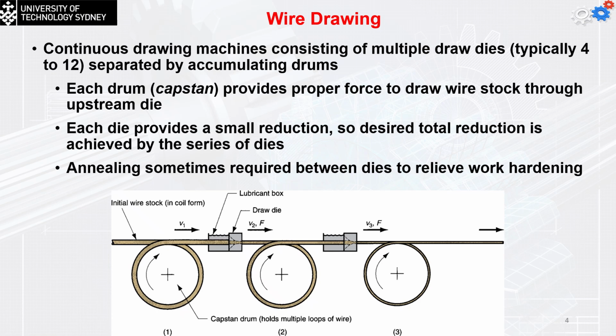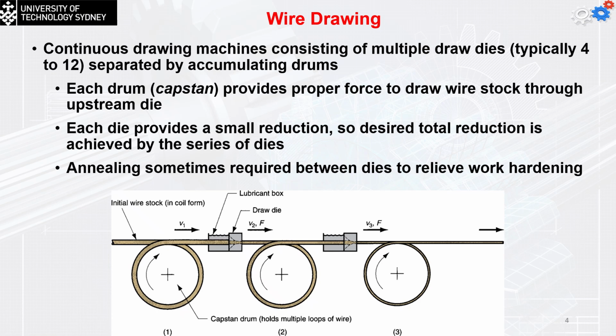So wire drawing is usually done in multiple stages. We cannot take a bar that has, for example, a 20 millimeter diameter to a wire with, let's say, 0.5 millimeter diameter in one go. So we need to do that through multiple stages, and that's what you can see in the train we have in this photo. Continuous drawing machines consist of multiple draw dies, typically 4 up to 12, separated by accumulating drums.